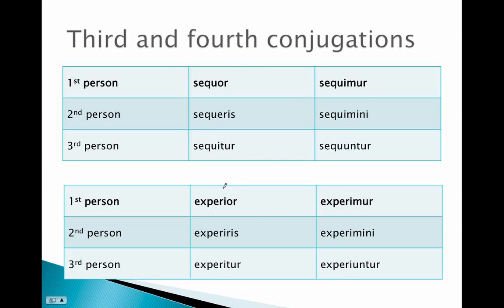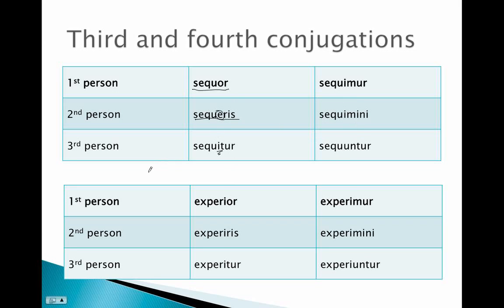Now the third and fourth conjugations get a little more dodgy, just as they did in the active forms. Our first person singular, so sequor, to follow, I follow, sequor. But in the second person singular, remember in the second singular passive, that initial I changed to an E. So sequeris, sequitur. Now we go back to our I. Sequimur, sequimini, sequuntur. So there's a little bit of a shift in these vowels. Sequor, sequeris, sequitur. Sequimur, sequimini, sequuntur.